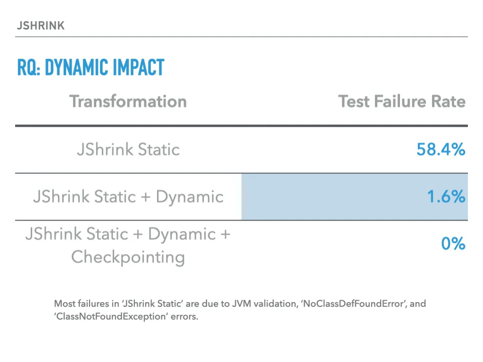The impact of our dynamic analysis cannot be overstated. When we turn the dynamic analysis off, that is, we only use static call graph analysis, 58.4% of all the tests failed. Remember, this is compared to 1.6% with dynamic analysis, and 0% if checkpointing is enabled. Most failures in static analysis were due to JVM validation errors, NoClassDefFound errors, and ClassNotFoundException errors.